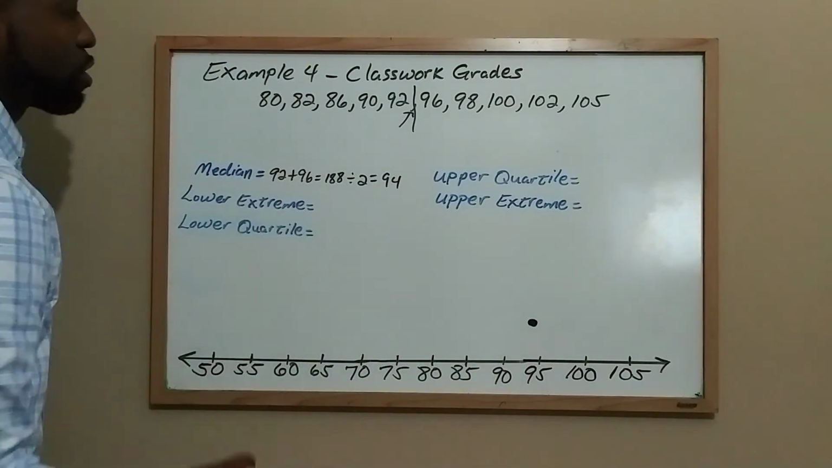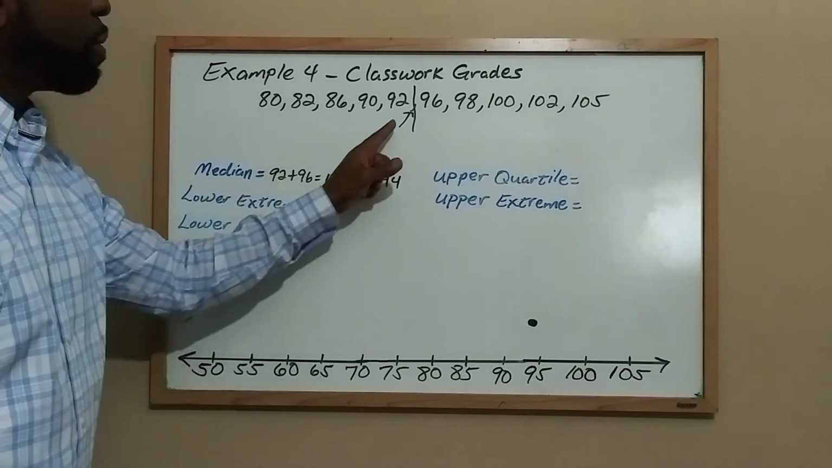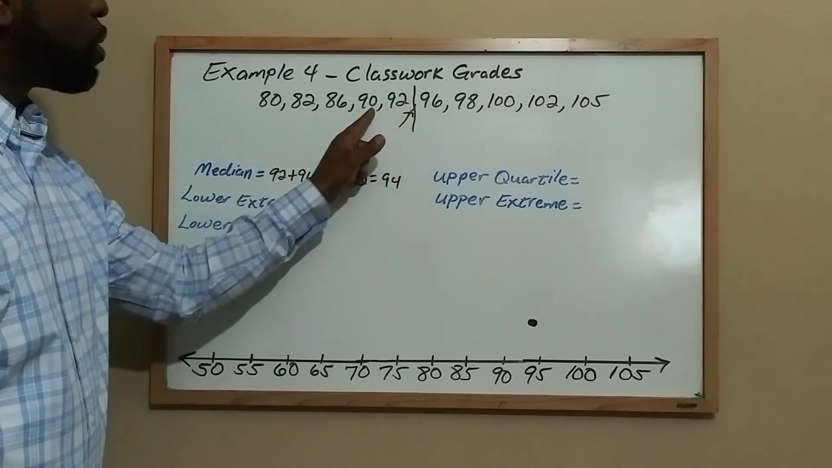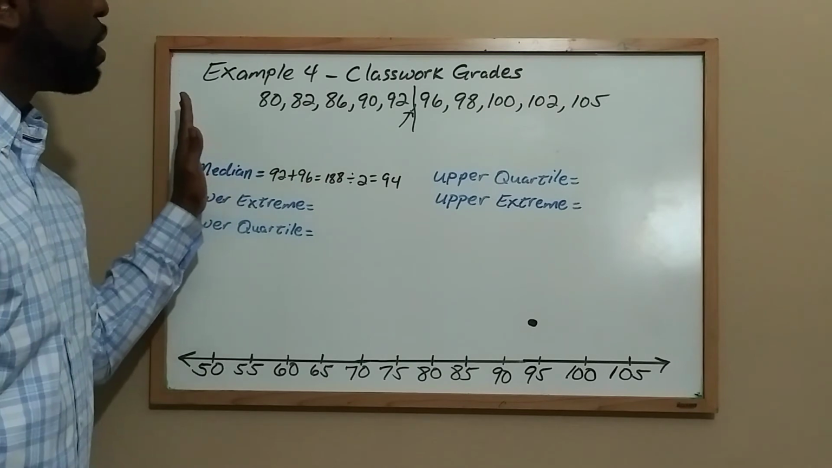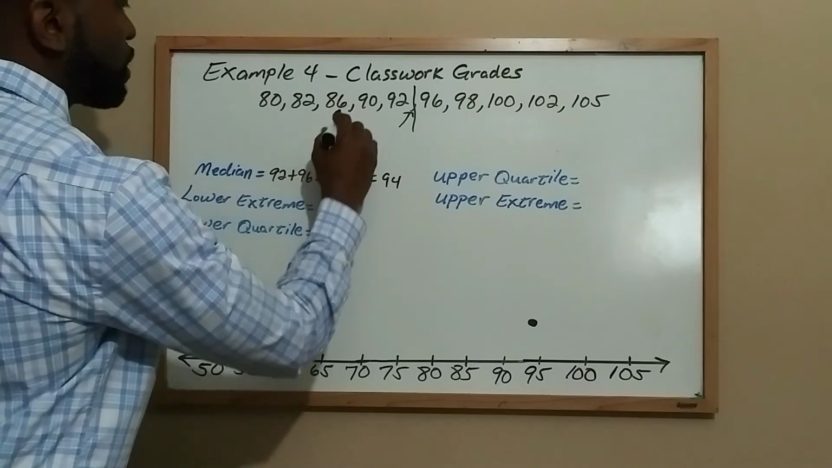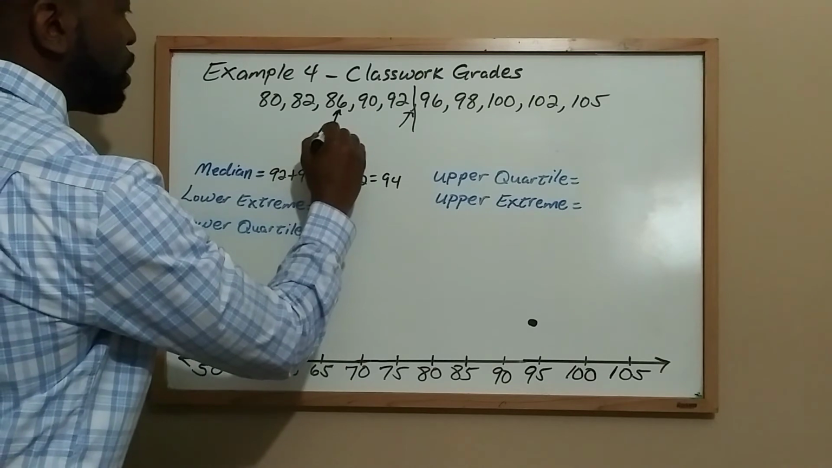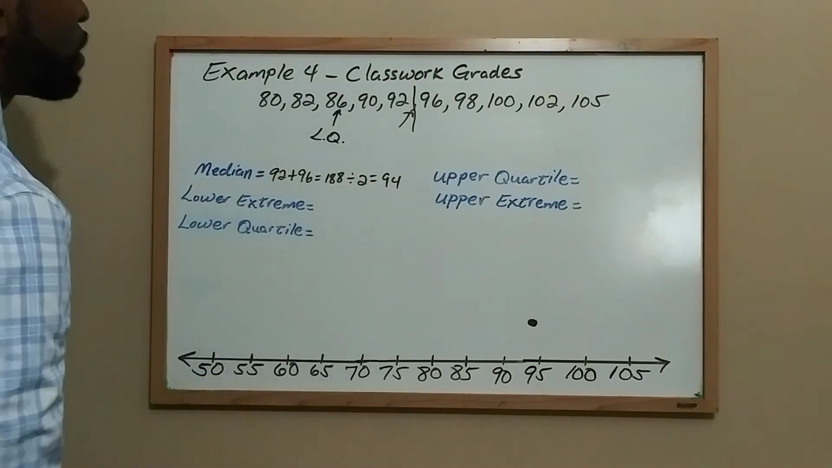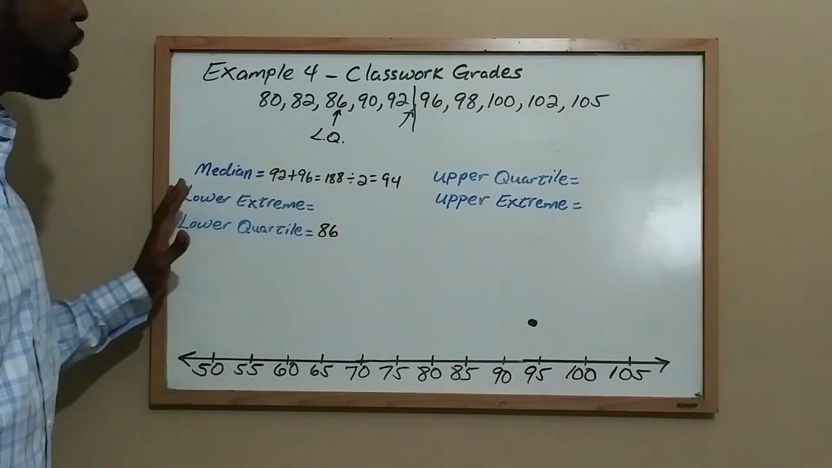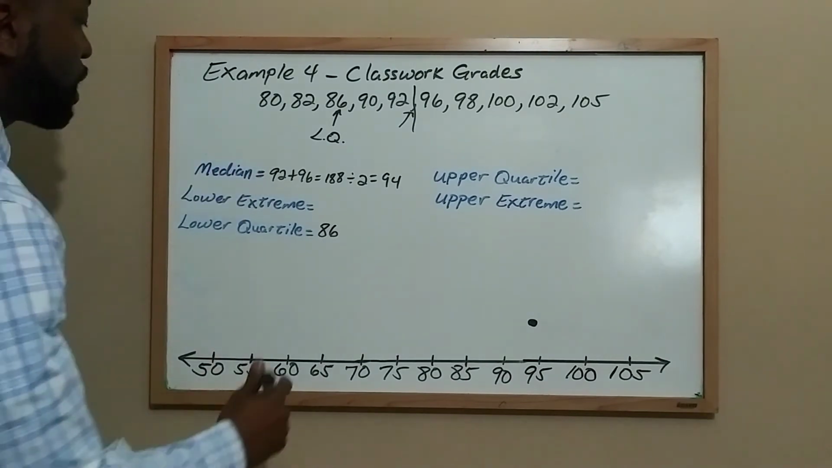So now I need the lower quartile, which is the median for the lower half of the data. My lower half of the data would be the numbers to the left of my median, which is the line I drew right here. 1, 2, 3, 4, 5. So I have 5 numbers to the left. So I need the median, the middle number for those 5 numbers, which is the 86. That's my lower quartile, which is the 86. Now let's look at the lower extreme. The lower extreme would be the smallest number that's given, which is the 80.